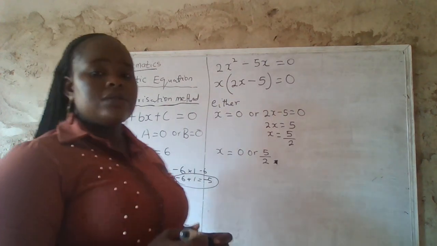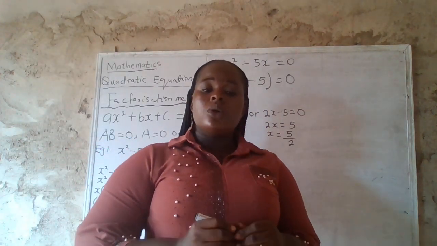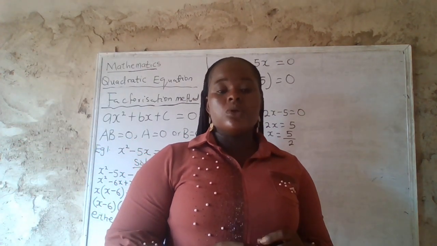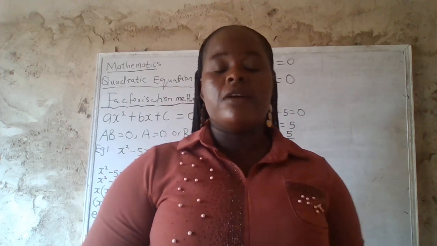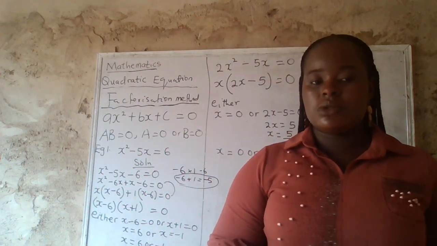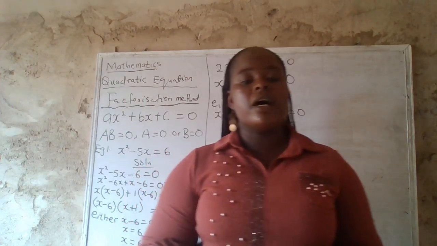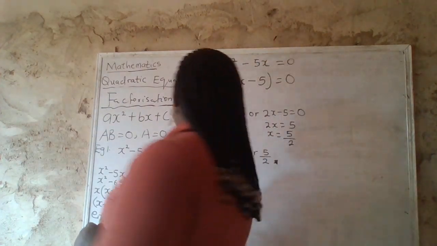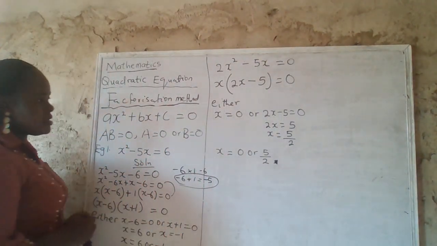Now, it is important to know that a quadratic equation always has two roots. The solution we get for the value of our x is called a root. So a quadratic equation always has two roots. Okay, let's continue.